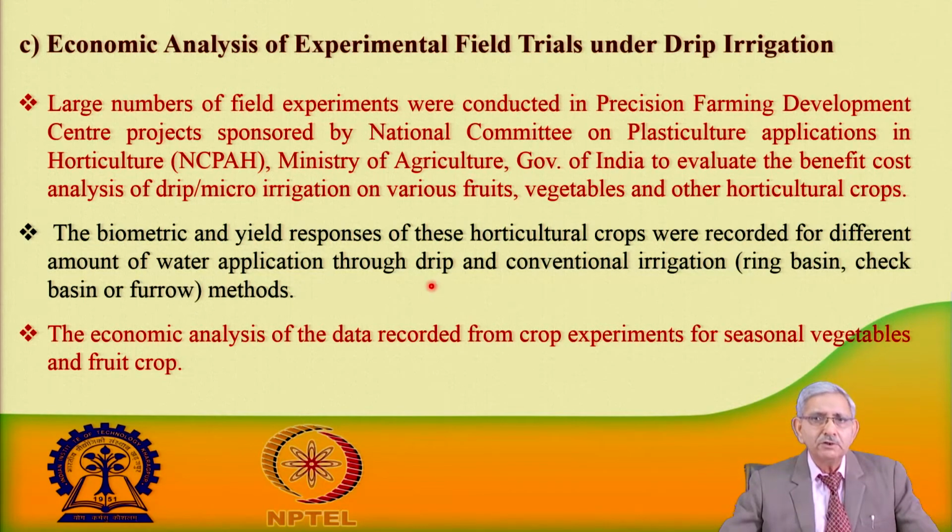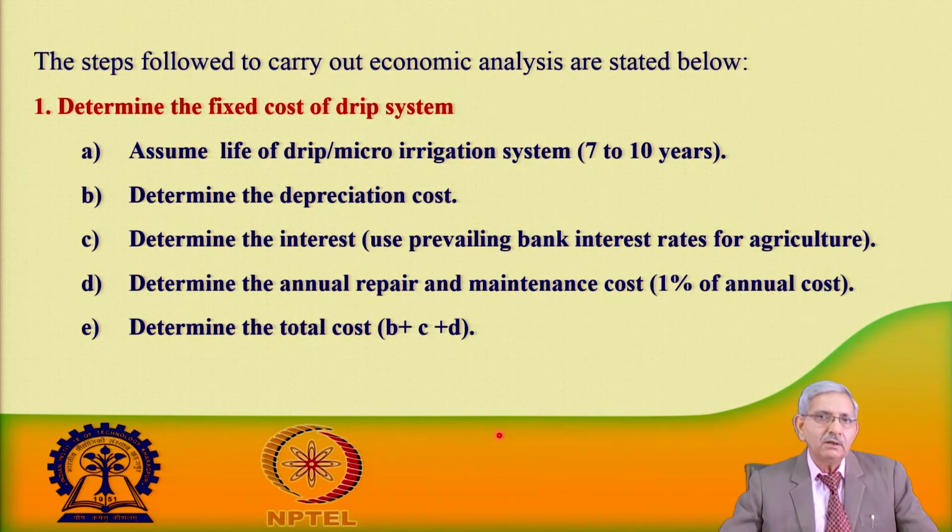on the biometric response, that is yield, as well as other parameters, biometric observations, the data of emergence of flower, and then the response with respect to different methods of irrigation, that is ring basin or check basin or furrow irrigation method, which is the conventional irrigation. These data which we obtained were compared with the drip irrigation system, and then the economic analysis has been carried out.